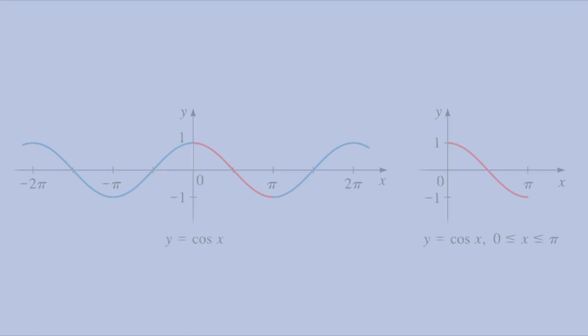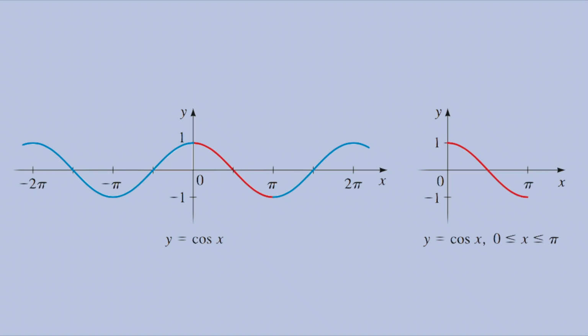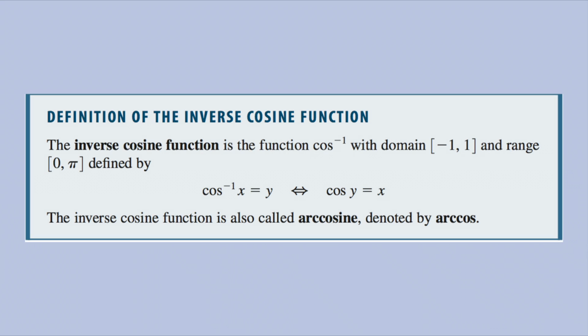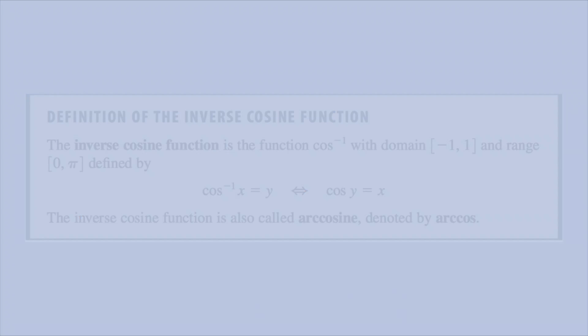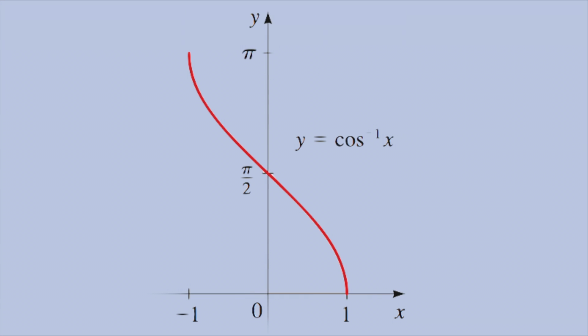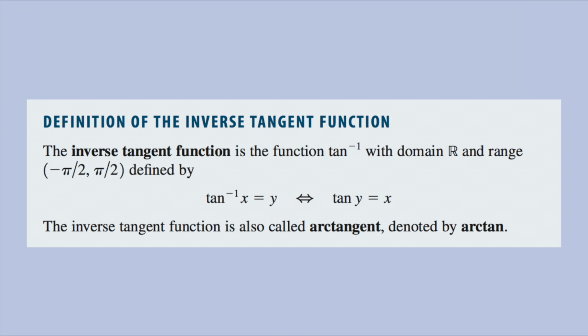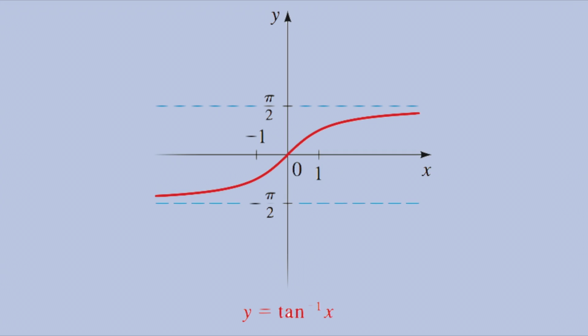The inverse cosine function is the function cosine to the negative 1 with domain negative 1 to 1 and range 0 to pi, defined by inverse cosine x equals y and cosine y equals x. It looks like this. The inverse tangent function is the function denoted as tan to the negative 1 with a domain of all real numbers and a range of negative pi over 2 to pi over 2, and it looks like this.